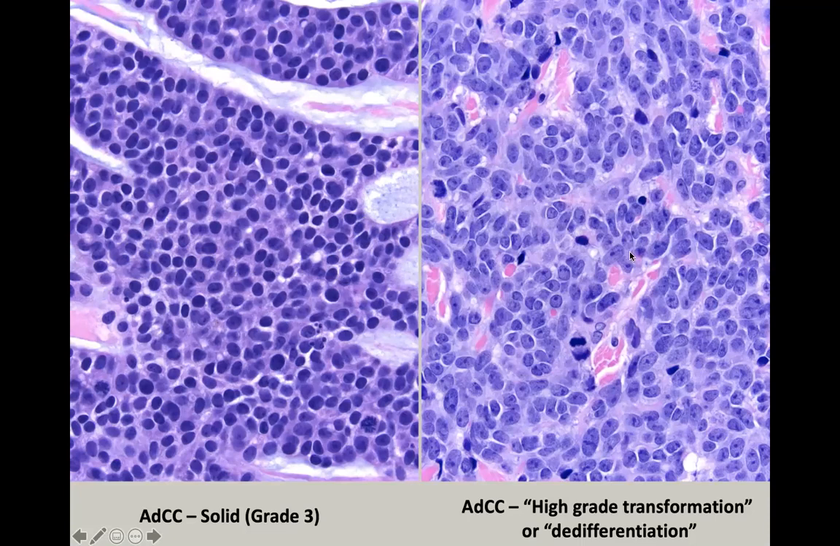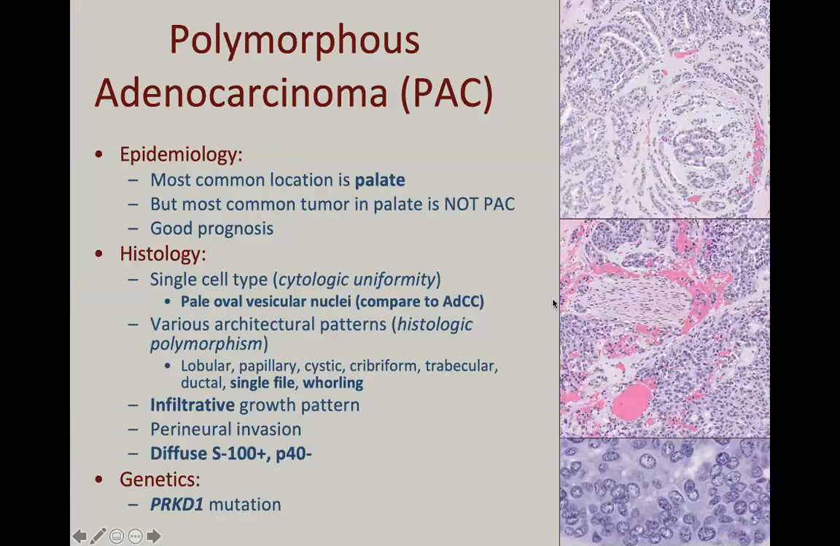And then on the right, completely different. The cells are open with large nucleoli, prominent mitoses. And the only way to tell that this was adenoid cystic was to perhaps see a pre-existing tubular, cribriform or solid component in the adjacent area, or genetics. So this is so-called dedifferentiation, which is even worse high-grade behavior.